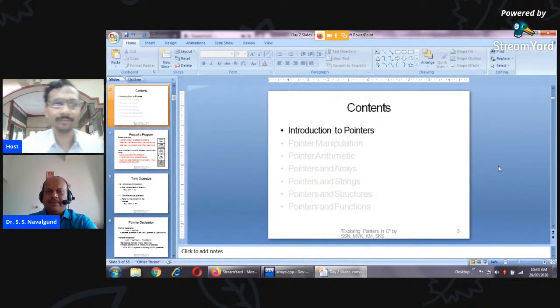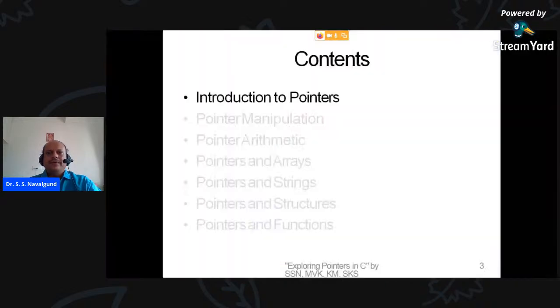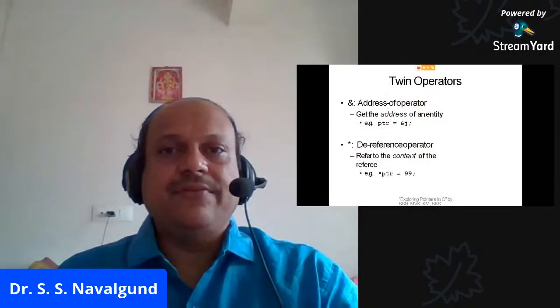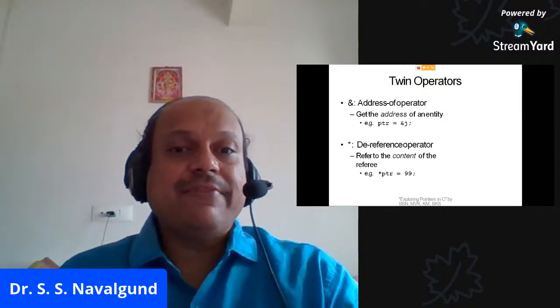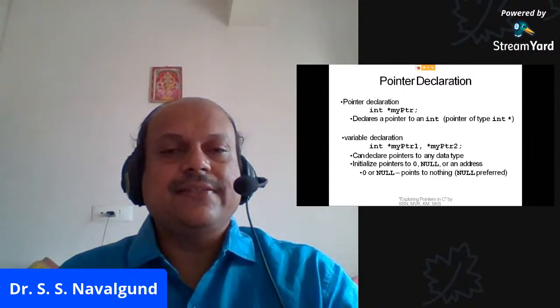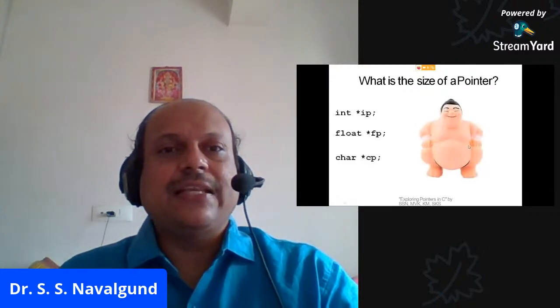This is what we have done in the last discussion. We have gone through the introduction to pointers, and then we have seen different parts of program memory: code memory, stack and heap, and where exactly the memory allocation will be done for different parts of the program. The twin operators, the ampersand sign and the star operator or dereferencing operator, were also seen by us. The way in which we declare pointers like int star my ptr, and is it okay if I just put one star for declaring two pointers? All these aspects we have seen in the last class.